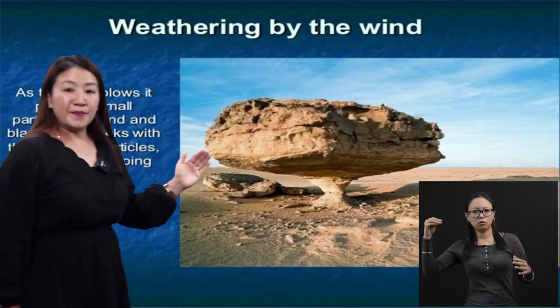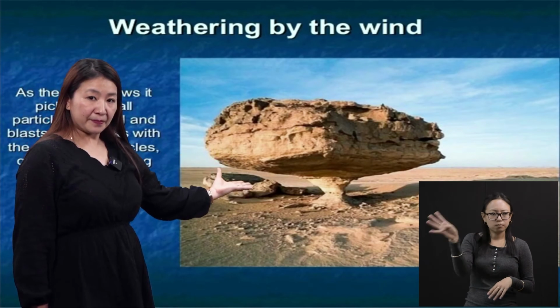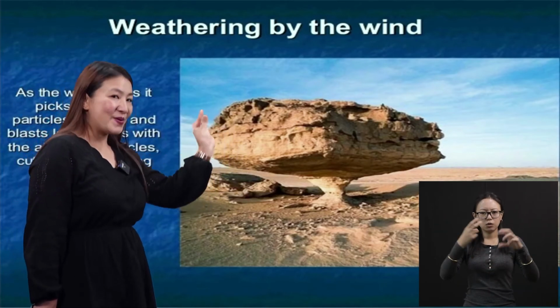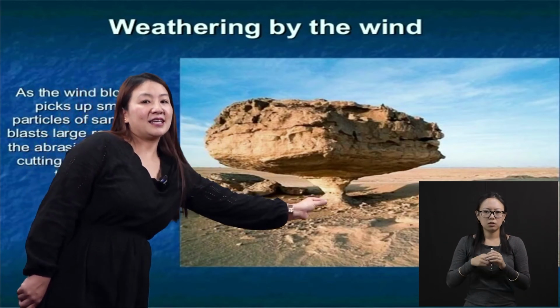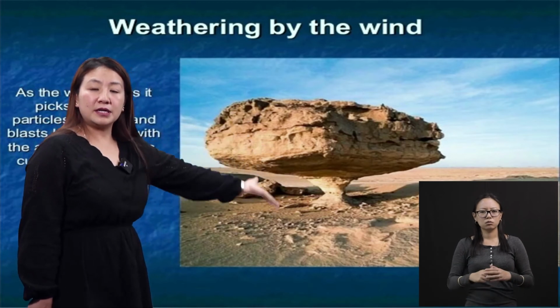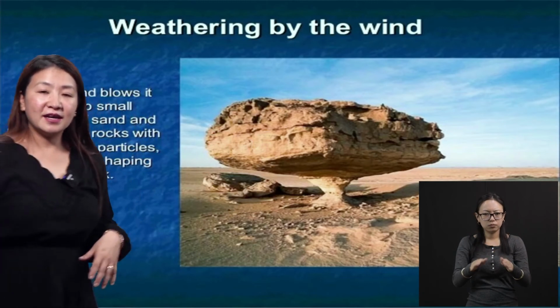Look at this amazing rock. See, look at the shape. It looks something like a wine glass, yes, with a small, tiny, slim handle. See, it looks like a wine glass. See? Now, how did this rock turn into this shape? Because of the wind. Yes or no, children?